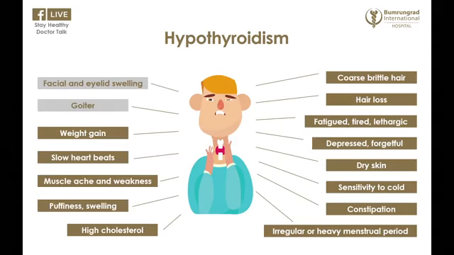For females, the period can be abnormal. Sometimes they miss the period, or when it comes it is heavy. Females can also come in with fertility problems. People can have constipation. They can have muscle ache, pain, and weakness, or muscle cramps. So there are a lot of things happening.